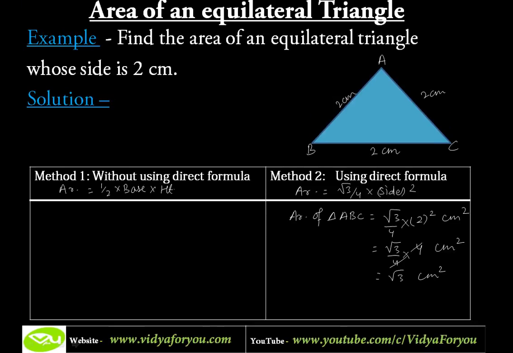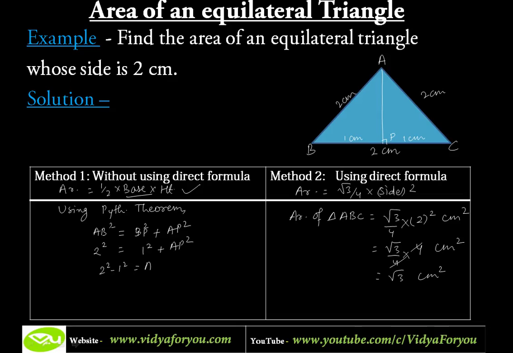So let's talk about method 1, where again we need to find the height. Let's draw a perpendicular bisector on side BC. This will be 1 centimeter, this will be 1 centimeter. Take one of the right angle triangles. Using Pythagoras theorem, AB square is equal to BP square plus AP square. So 2 square is equal to 1 square plus AP square. 2 square minus 1 square is equal to AP square, which is 4 minus 1 is equal to 3. So AP is equal to root of 3.